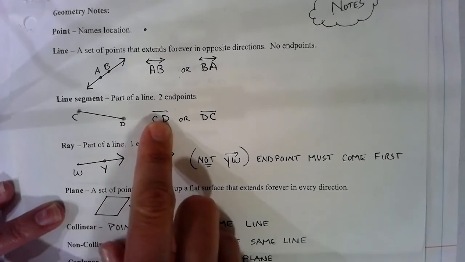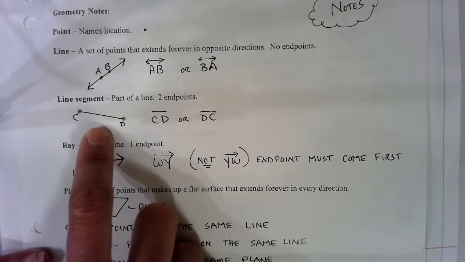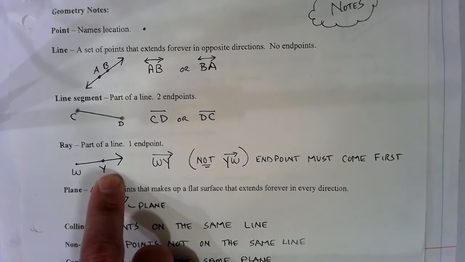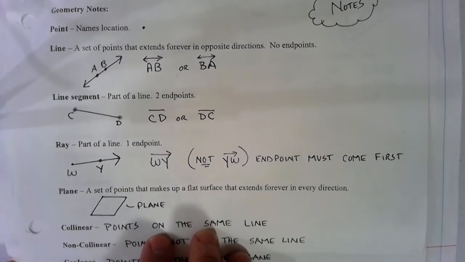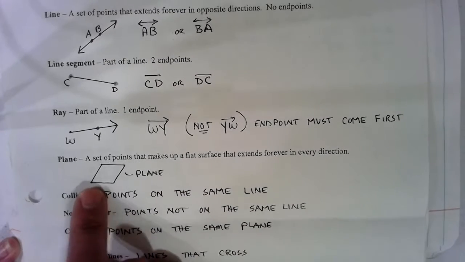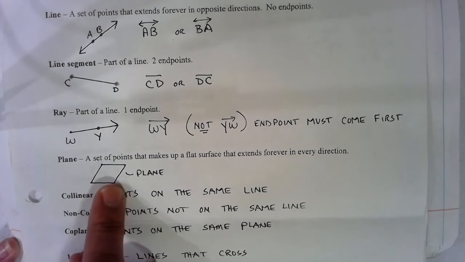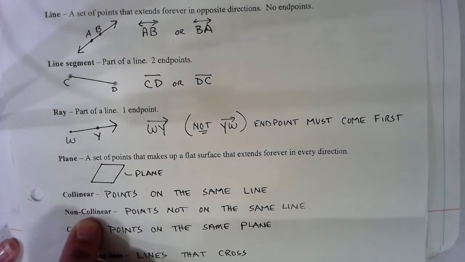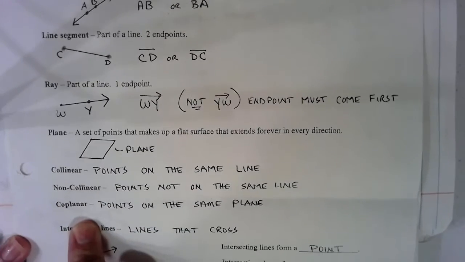Since there's no arrows on the line above CD, that would be the notation for a line segment. Here's a ray. It's an endpoint with an arrow going one direction. Think of the rays of the sun. This is a plane. It's a flat surface that goes forever and ever in all directions, such as the coordinate plane. Collinear are points on the same line. Non-collinear are points not on the same line.